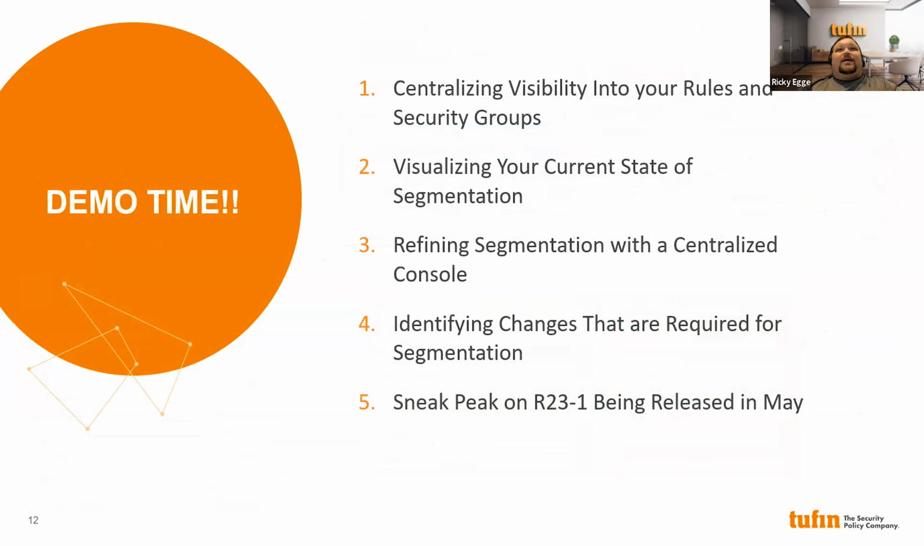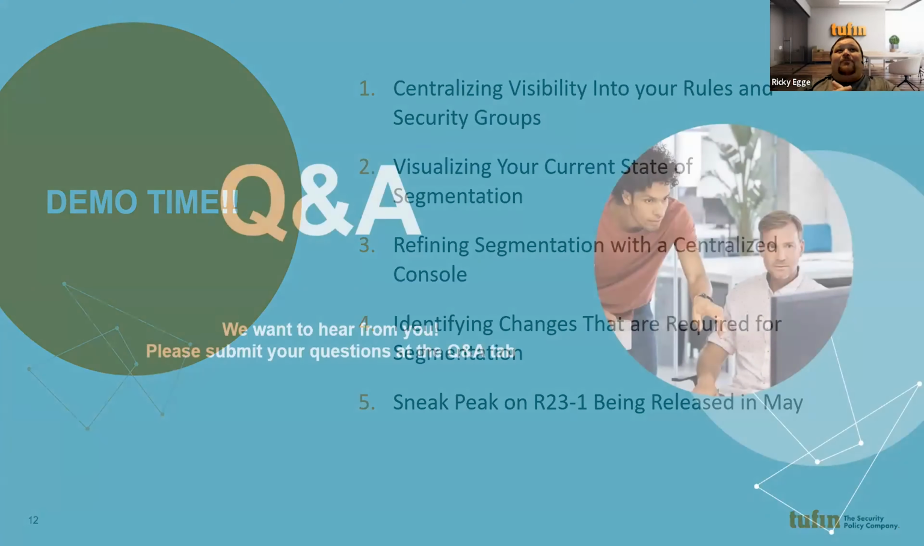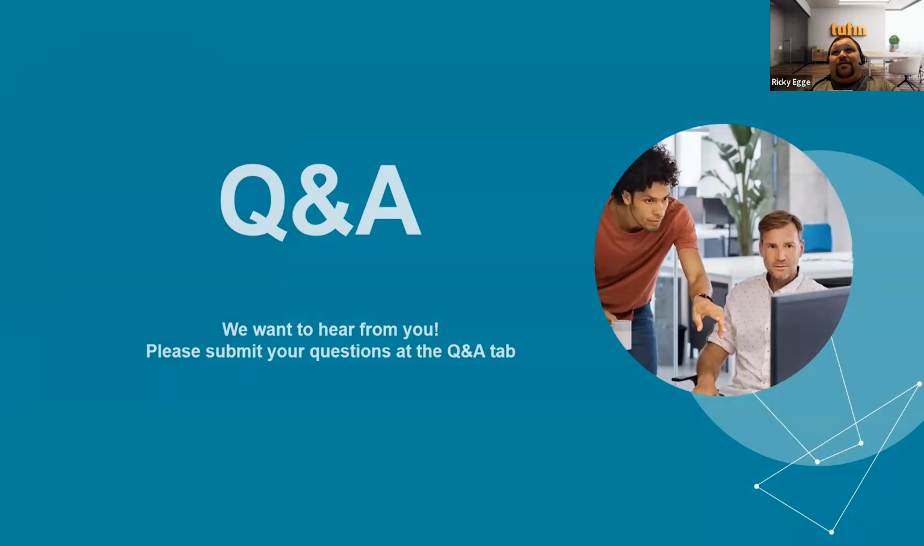And now we're going to get into demo time. So, centralizing your visibility into rules and groups, visualizing the current state, refining that segmentation policy a little bit, and then identifying changes that are required. And we'll do a little sneak peek on R23.1, which is being released in May, and we'll talk about a few of those features. If you do have questions, submit them into the Q&A tab. I will leave the Q&A tab up here for a moment before I flip over to the demo, but absolutely submit those questions via the Q&A.